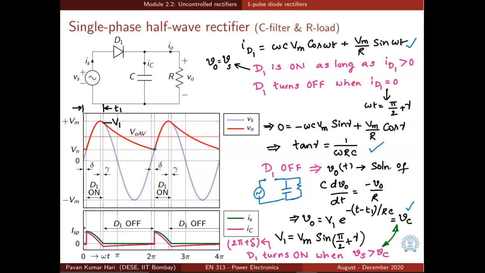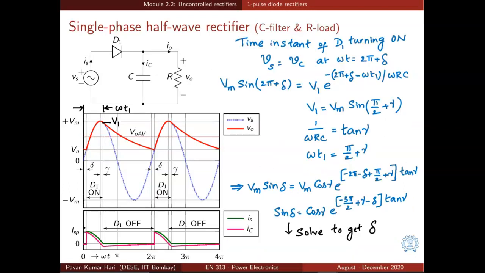So we started with the delta because this is the analysis under periodic steady state. We started with a point on any periodic waveform. We reach the same point after one time period. So the diode turns on again at 2 pi plus delta, and the process continues.